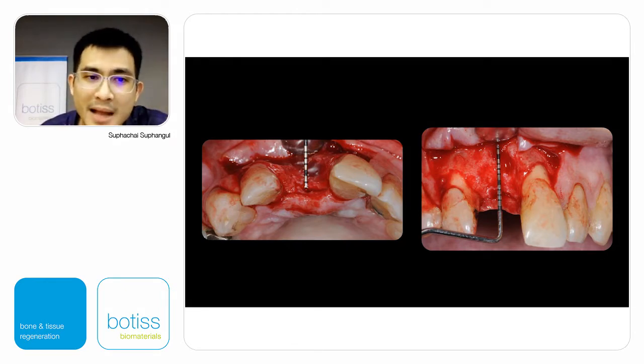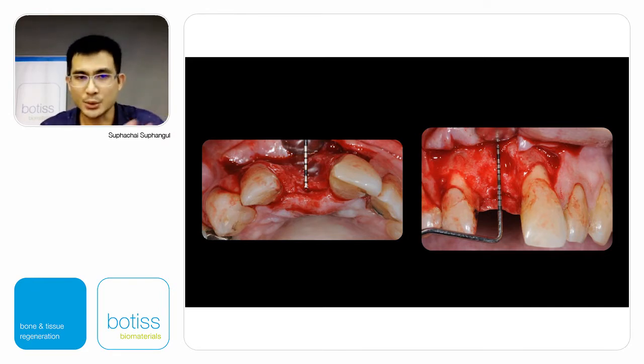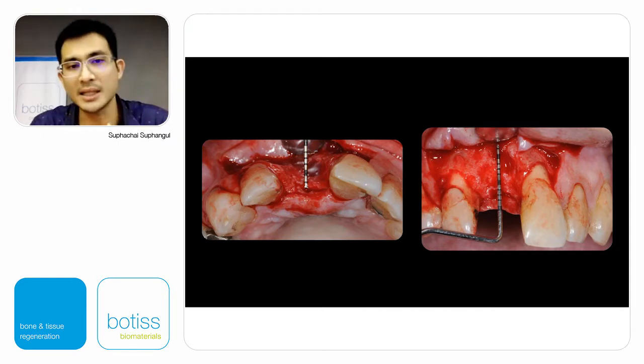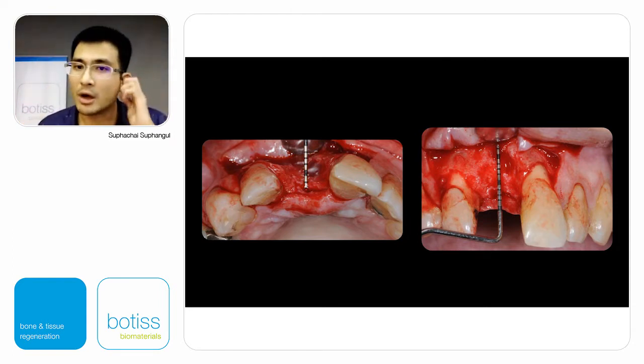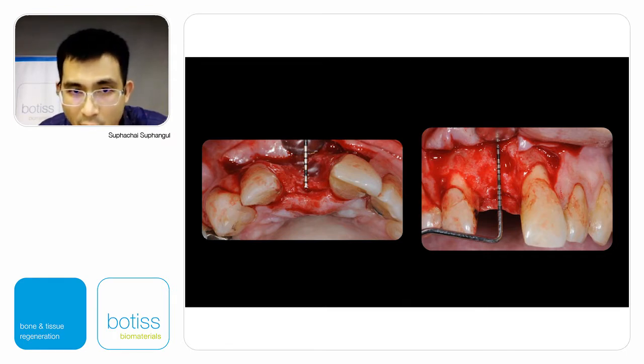After I open the flap, with the design one tooth on both sides, you can see it's the same as the cone beam CT. It lost volume here, but this one is very good. It's a predictable defect because it's a container defect, kind of like a cup. It can hold the bone graft volume, and you have proper regeneration from the bone all around here. This is the defect.